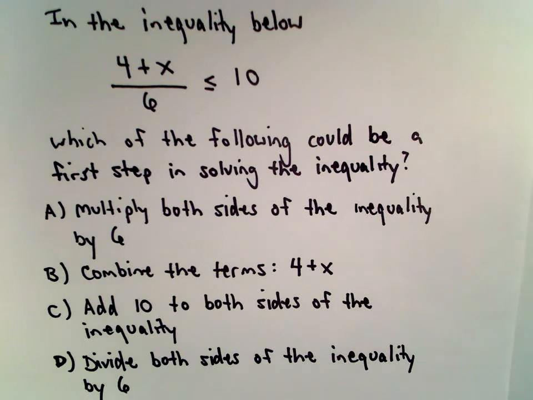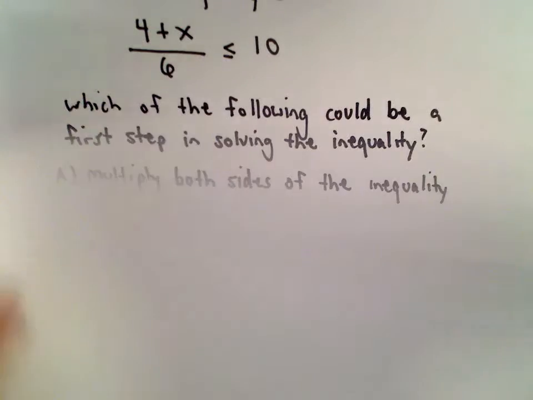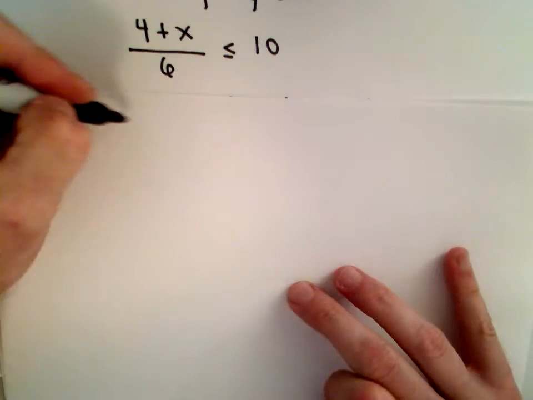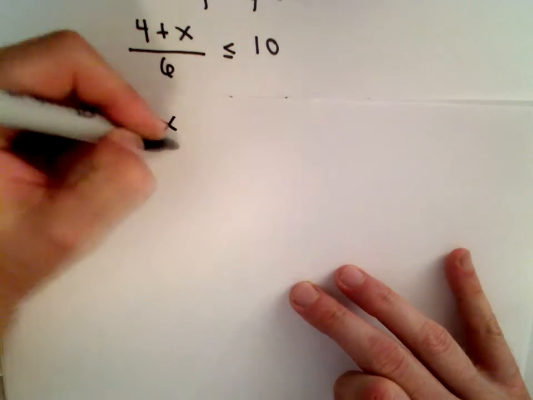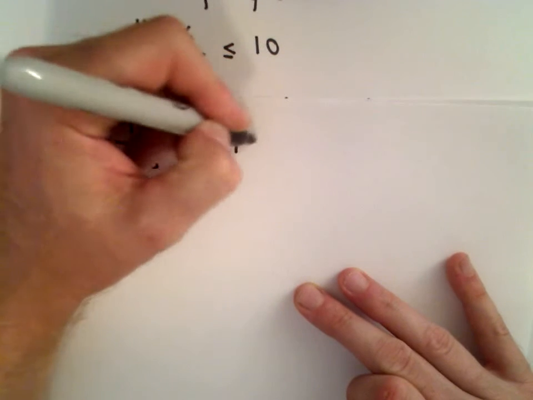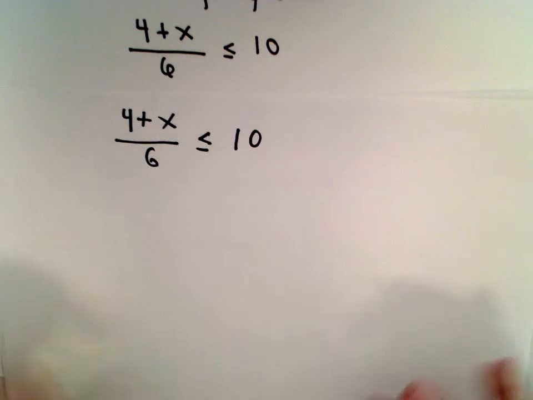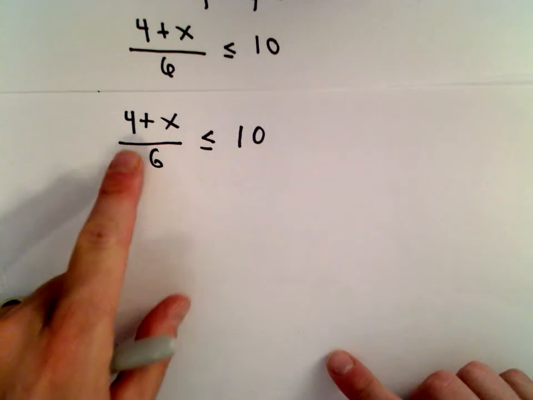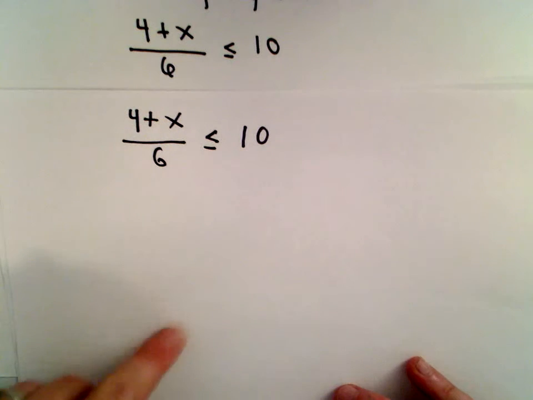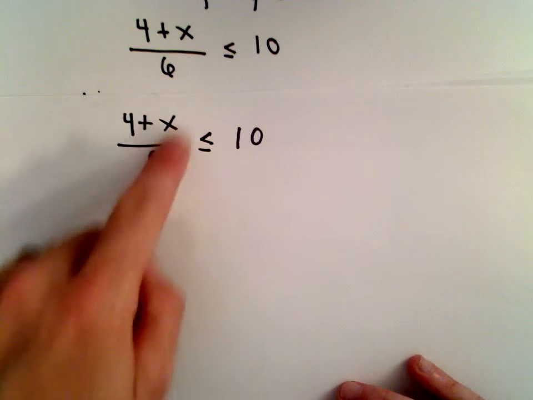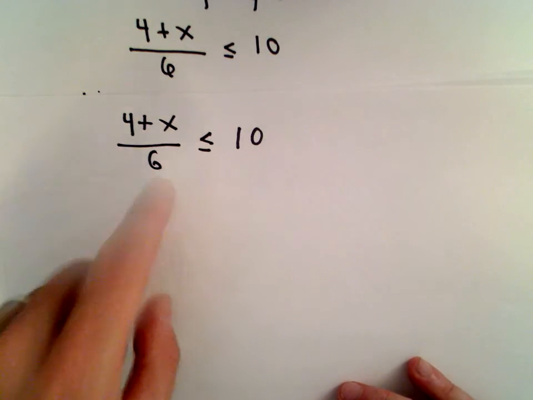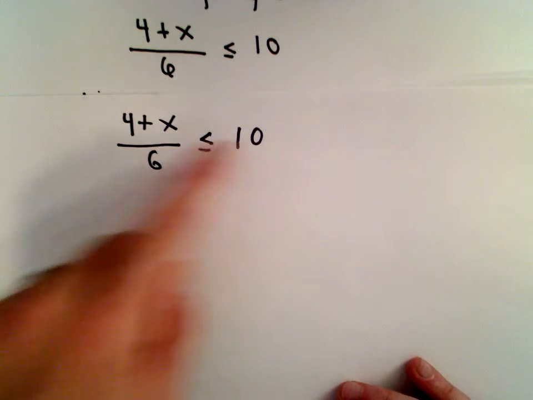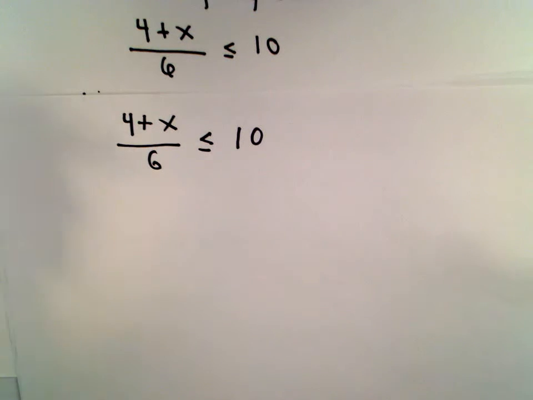So let's run through each of these possibilities. So part A, it says let's multiply both sides of the inequality by 6. And to me, this actually looks like probably the correct choice. So again, at the end of the day, I want to get x all by itself. So one thing that would be nice would be to get rid of the fraction. Once I get rid of the fraction, maybe I can start moving things around a little bit easier.